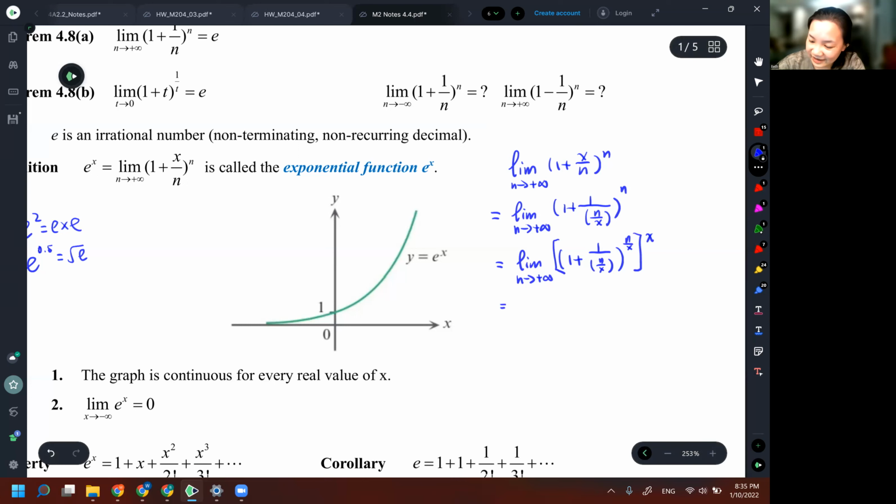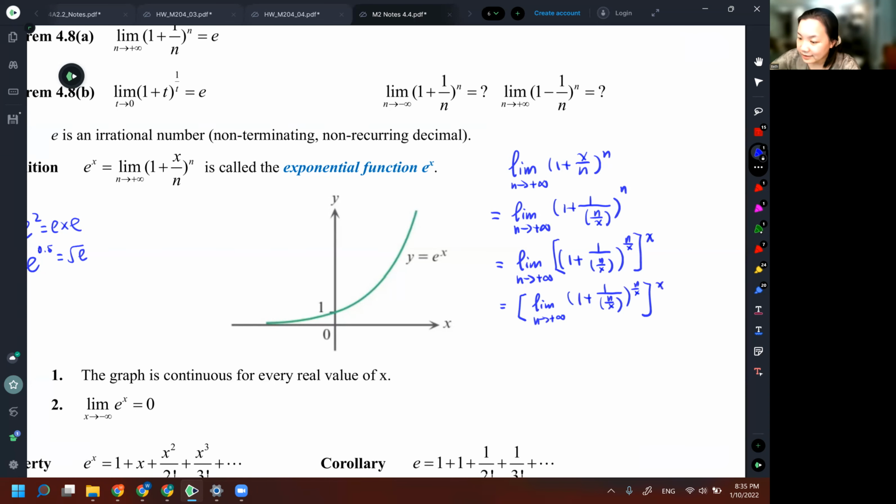And then you will see I will do the limit. And here I will change it a little bit. I will change n tends to infinity to n over x tends to infinity. And then I will get e to the power x. One moment, please.